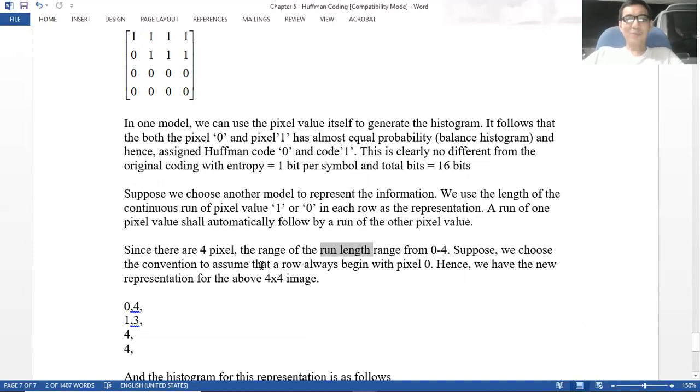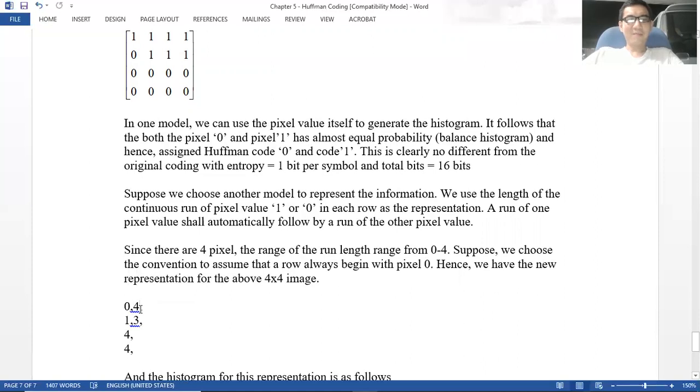Suppose we choose the convention of always starting with 0. Then we represent the image in terms of run length. The possible run length will be 0, 1, 2, 3 or 4, because the maximum here is 4, so you can have a continuous run of 4. We start with the first row. We always start with the run of 0. Since this row starts with 1, the run of 0 is actually 0. And after the run of 0 comes the run of 1. What is the run of 1? The run of 1 is 4 for the first row.